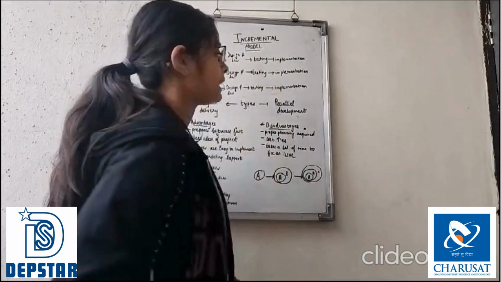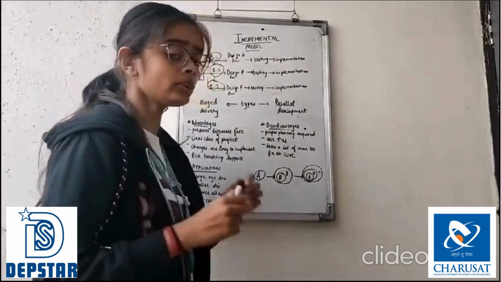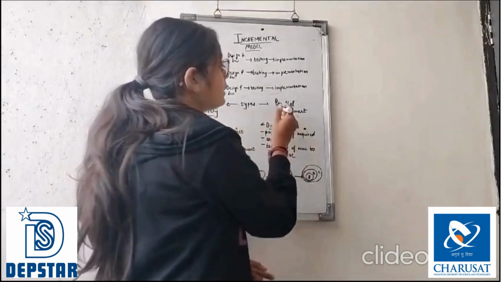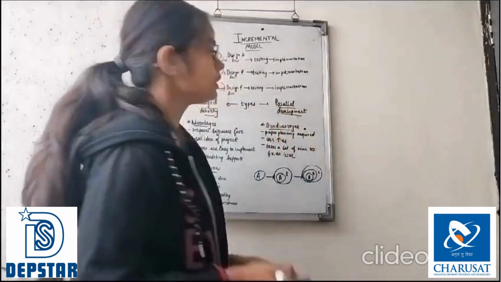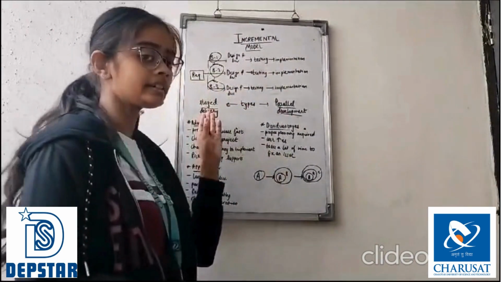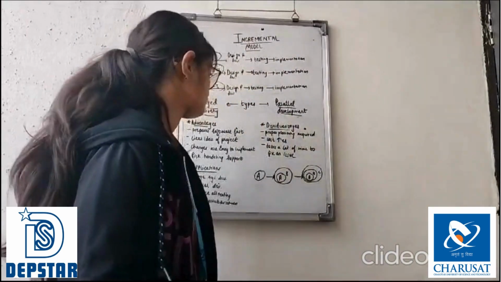Now let us discuss the types. There are two types of incremental model: staged delivery and parallel development. In staged delivery, only one part of the project is executed at a time, whereas in parallel development, simultaneous development occurs, which gives it an edge over the staged delivery model.